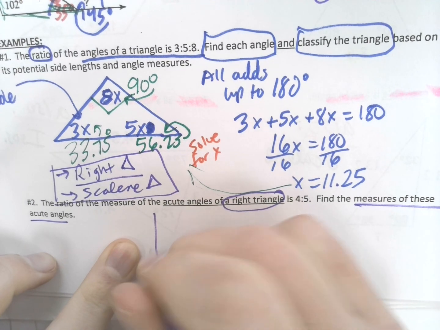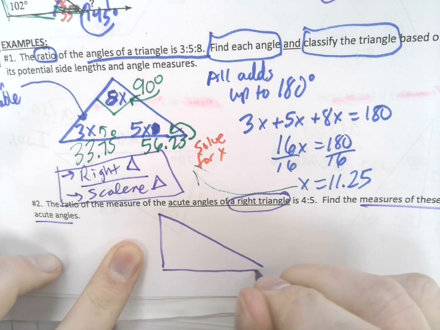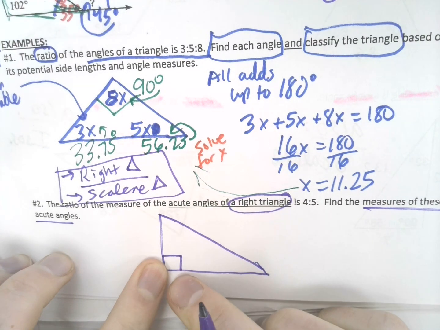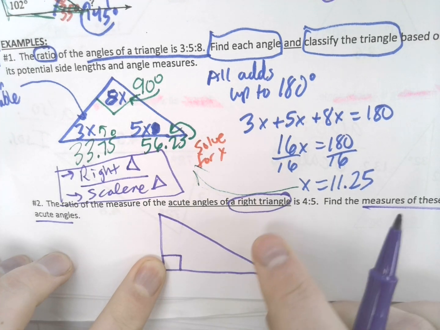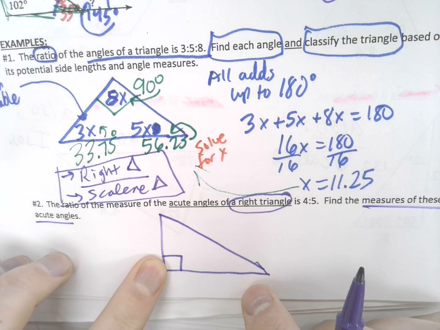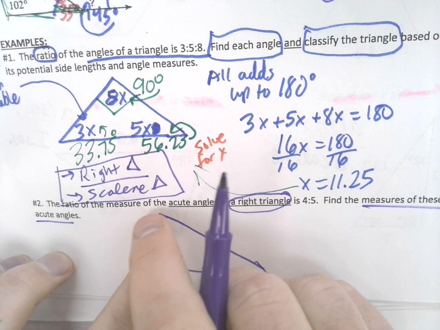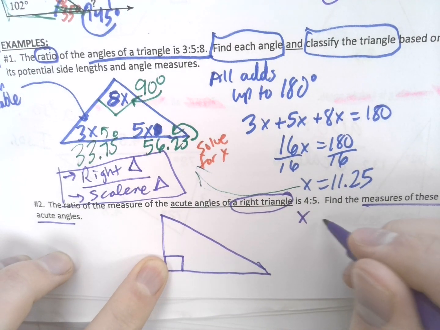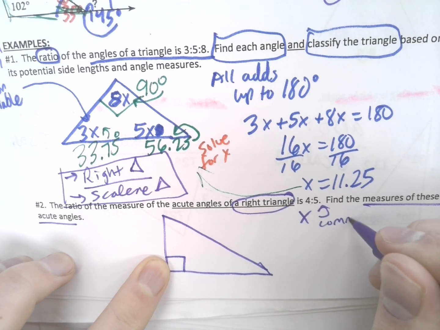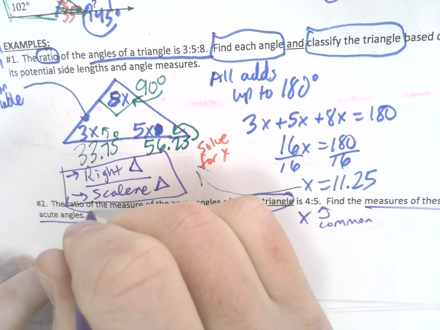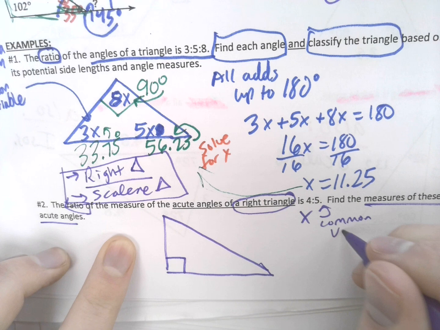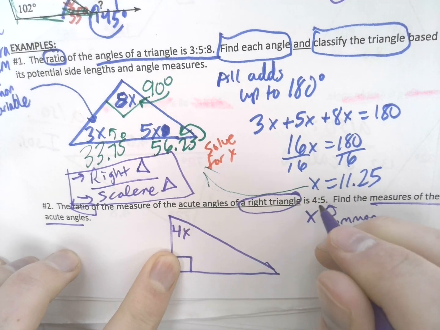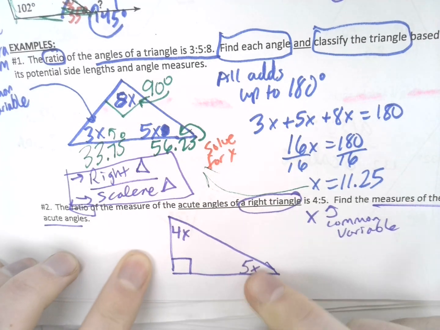But the good news is, we know that we have a right angle. So we've already got that one. Where do you guys think this 4 and 5 belongs? This angle, and this angle. And again, we'll use x for our common variable for the ratio. Because again, we got a ratio. So I'll call this 4x, and I guess this will be 5x.